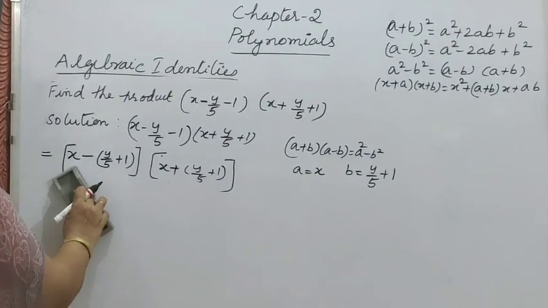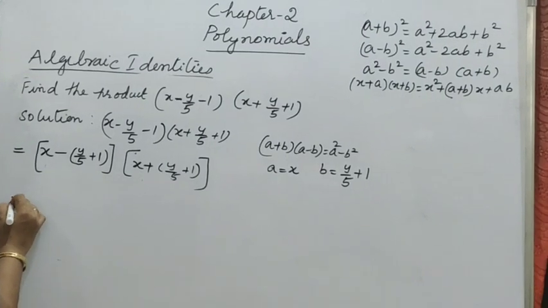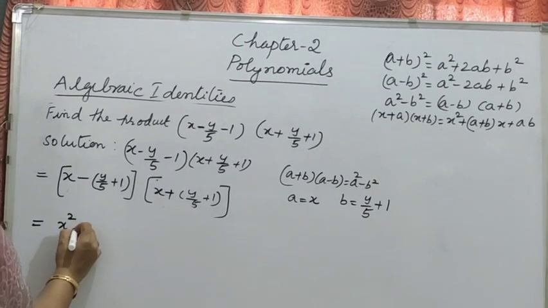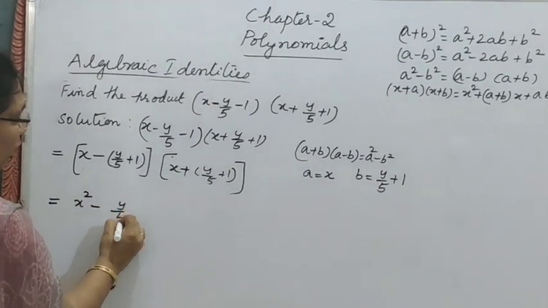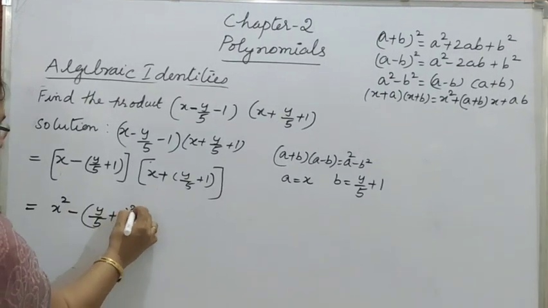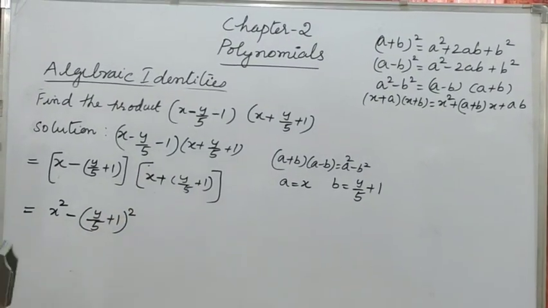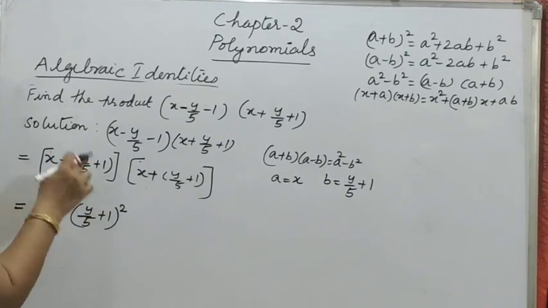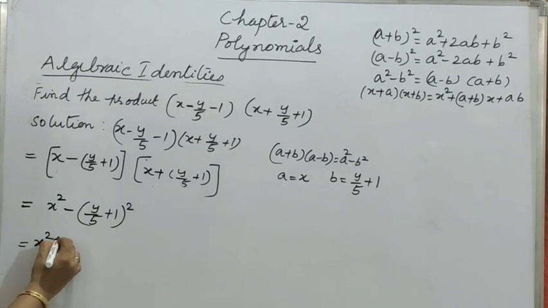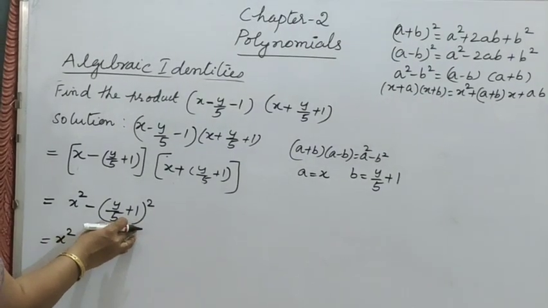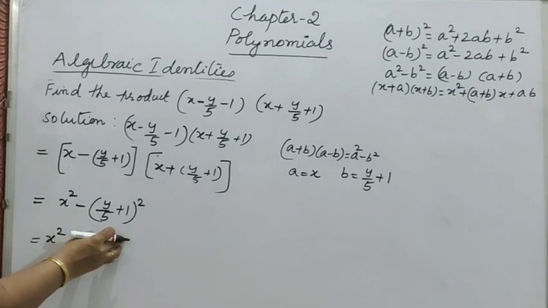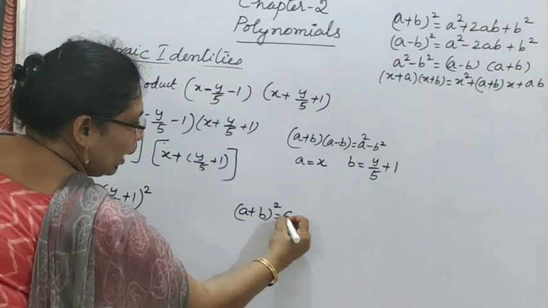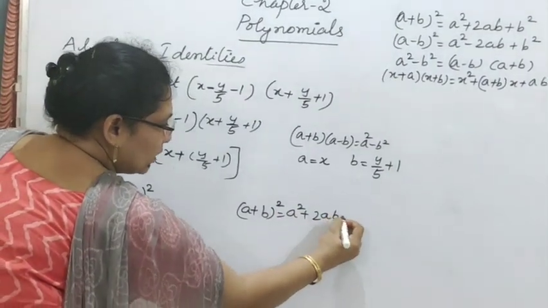Okay, now what is the next step? It should be written as A square minus B square. What is A square? It is x square minus B square, that means (y by 5 plus 1) whole square. This is the difference between the previous and this question. Here two terms are there. Now which identity is coming here? (A plus B) whole square. We cannot stop here. We cannot keep it like this. We should see that here one more identity we can use. What is that identity? (A plus B) whole square equal to A square plus 2AB plus B square.